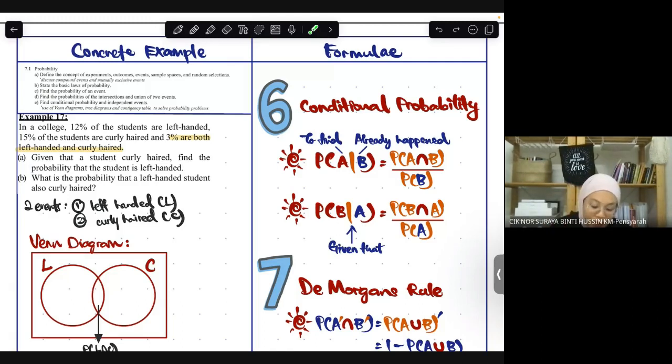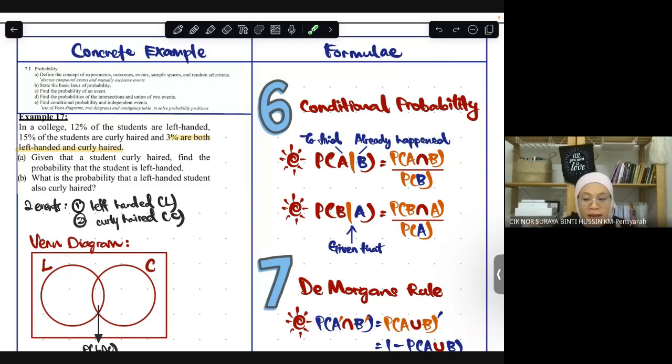So now in a college, 12% of students are left-handed, 15% of students are curly-haired, 3% of them are both left-handed and curly-haired. So kita again, usually kita akan ada 2 event sahajalah. And yang ni saya pakai cara Venn diagram. Okay, saya nak tunjukkan semua cara kepada you all. So that's why I use Venn diagram here.